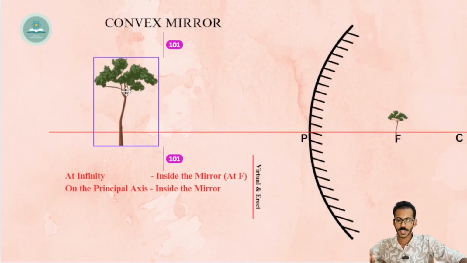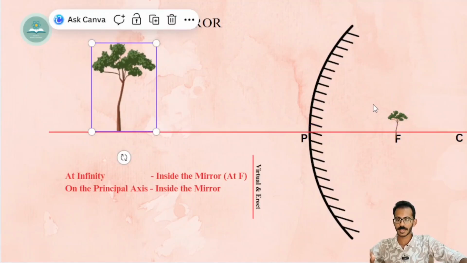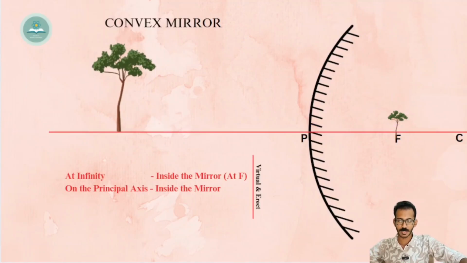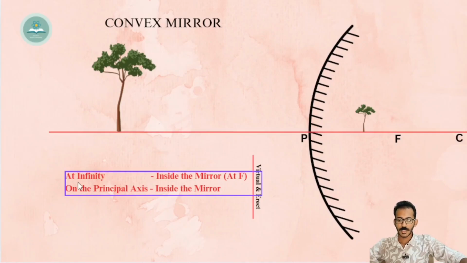Next, we can place the object anywhere on the principal axis. When we keep the object wherever we want on the principal axis, we'll get the image between P and F. In this case also, the image will be diminished. This case is an important case which is practically applicable in day-to-day life. Even if you place your object at infinity or on the principal axis, we'll always get the image inside the mirror, which will be virtual and erect.